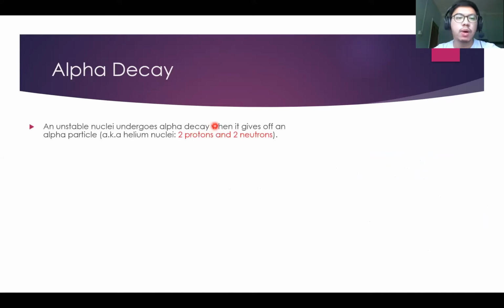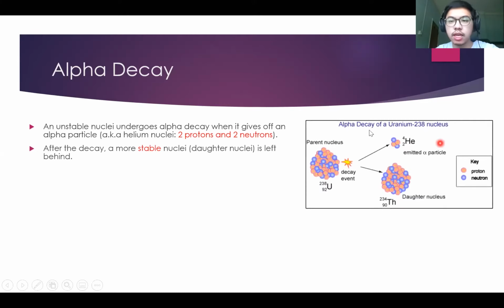We are going to talk about alpha decay first. What happens during an alpha decay? An unstable nucleus undergoes alpha decay when it gives off an alpha particle. From our previous lesson, an alpha particle is basically a helium nucleus, meaning it has two neutrons and two protons. You can see in this diagram what that looks like. After the decay, what you are left with is a more stable nucleus, a different kind of element, if you want to say it like that.